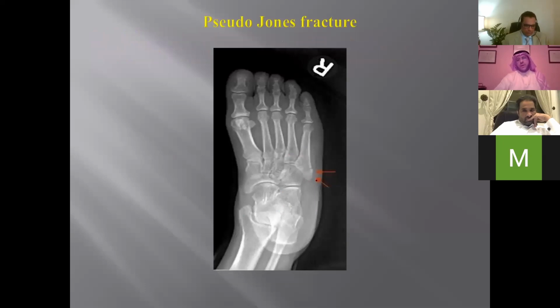It's an avulsion fracture due to the contraction of the peroneus muscle. So it will avulse this part here, which causes the fracture of the bone. So it's away from the metaphysis. It's here just around the tuberosity of the bone, and this is what we call Pseudo Jones fracture. And this is the most common, more than Jones fracture.